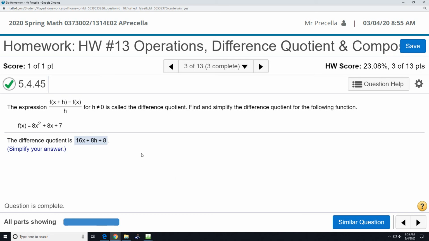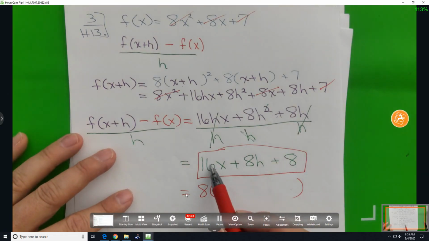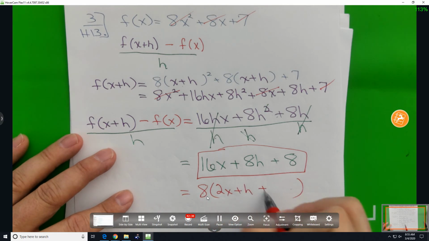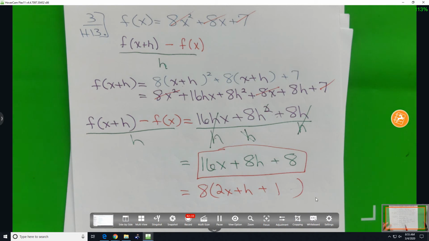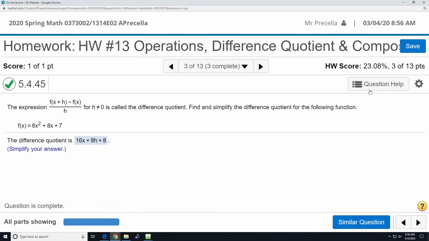What could we do? I guess we could factor an 8. We could factor out an 8. This is a common factor, but I think that's all. Switch back. Okay. You could say, okay, 16 and 8 are all divisible by 8. So you'd have a 2x plus h plus 1. I'm not sure whether MyLab would take that. I don't think they would. I think they want it written without any parentheses. But you can play around with it and report back after spring break, okay? That'll be your spring break project. Okay. Any questions?